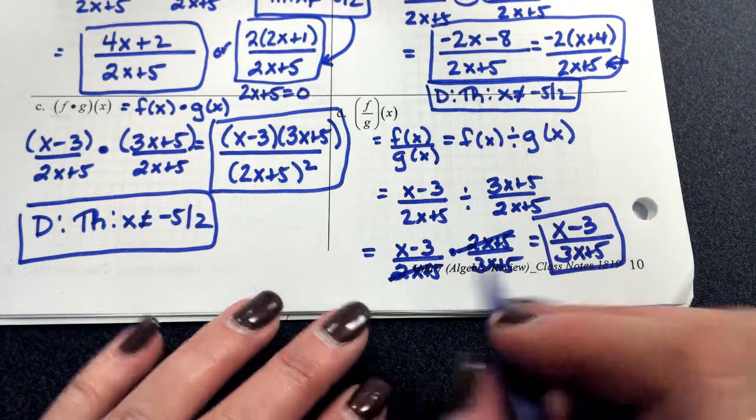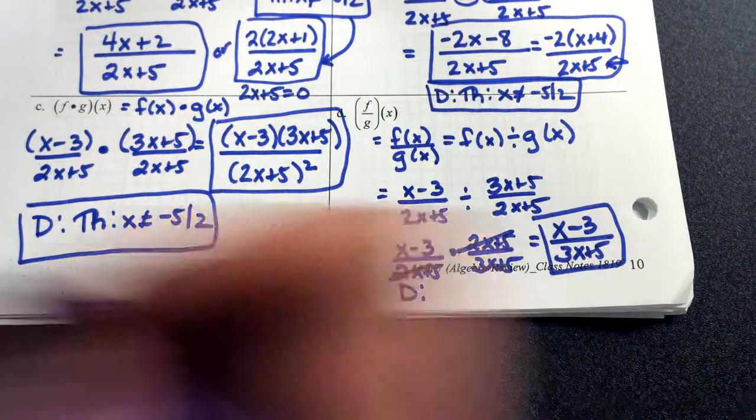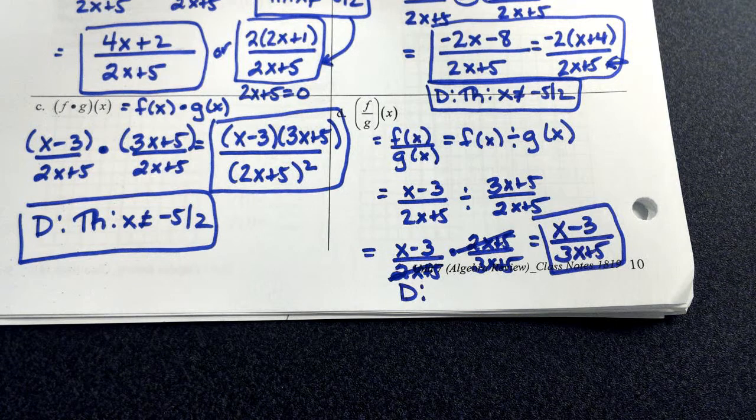So now let's talk about the domain. You have to look in three places. You've got to look at your final answer. What's the domain of my final answer after I got done dividing? The domain is going to be all real numbers except what? Negative 5/3.